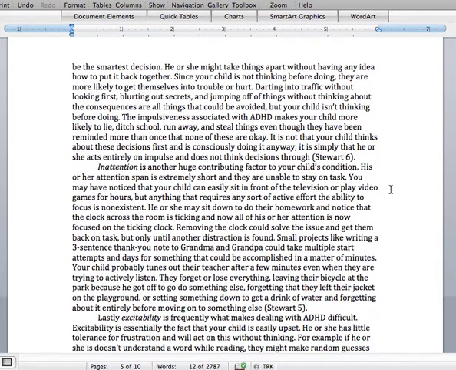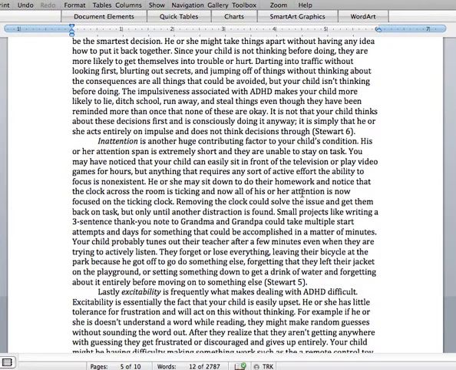Also, this impulsiveness associated with ADHD makes your child more likely to lie, ditch school, run away, get into trouble, and steal things, and not because they are bad kids and think that it's okay. They just legitimately do not think about it before they do it.